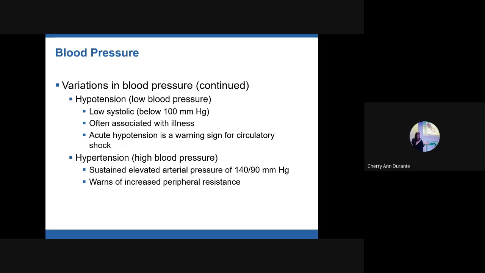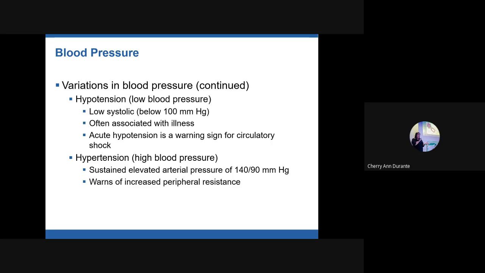It can be associated with illness or it can be a sign of shock, which is your hypovolemic shock or circulatory shock. So, that's how you have to measure blood pressure appropriately. So, hypertension naman, so sustained elevation, ibig sabihin hindi lang one instance na na-take mo yung BP mo, tapos mataas talaga. So, this is hypertension.